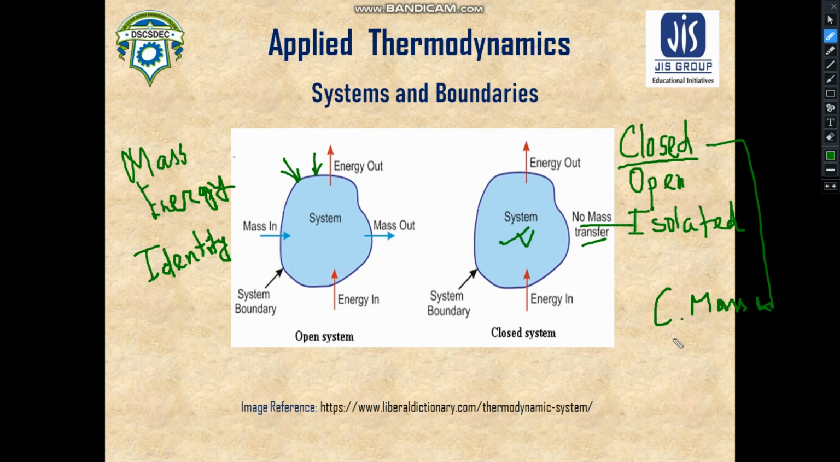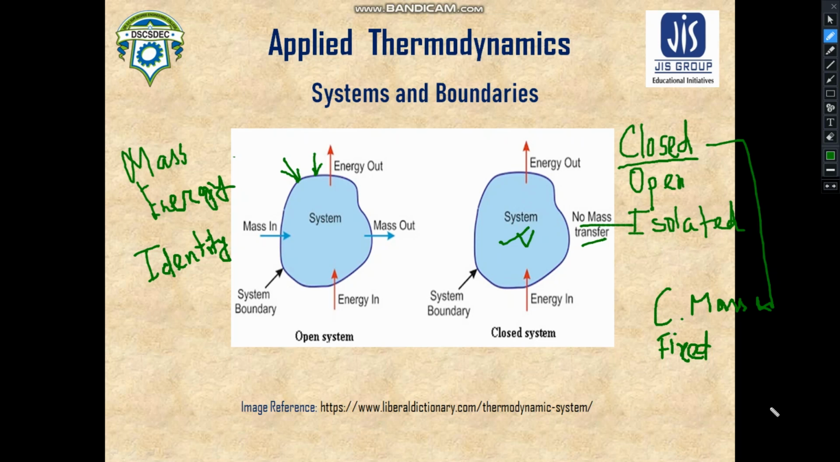And now from the point of view of identity, if the mass remains fixed, then the space it is occupying is not going to change. So if the matter doesn't change its occupying space, then the identity will remain fixed. So there is no change going to happen in its identity. So for closed system, there are three things. It can be called control mass system. Energy interaction can happen here. No mass interaction happens here, and it has a fixed identity.